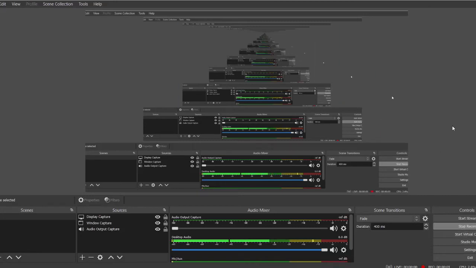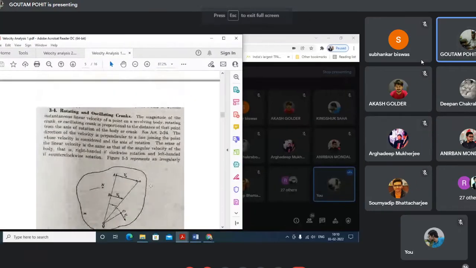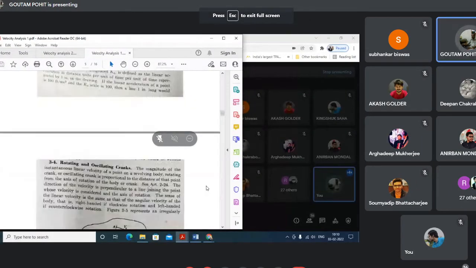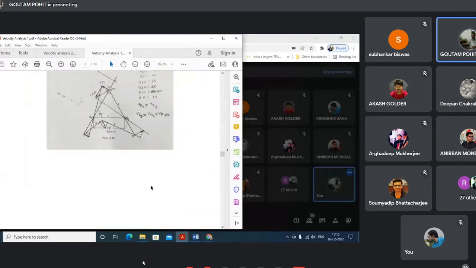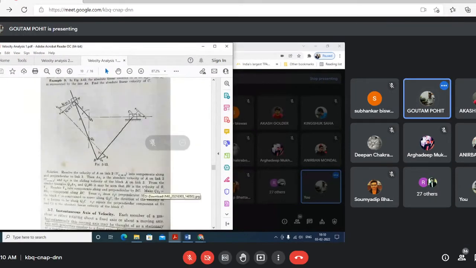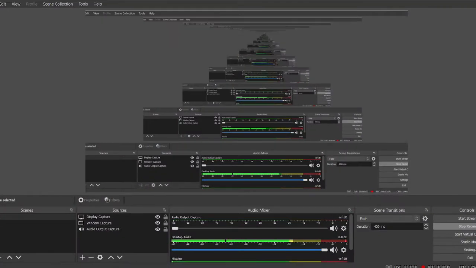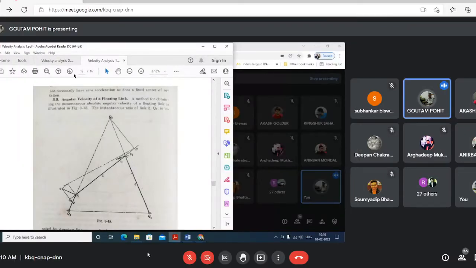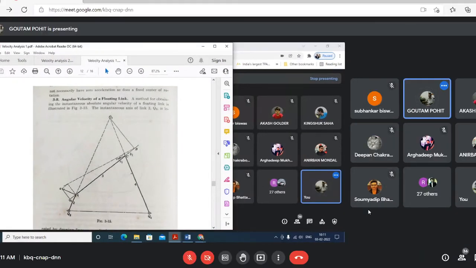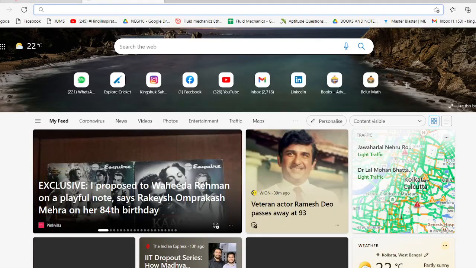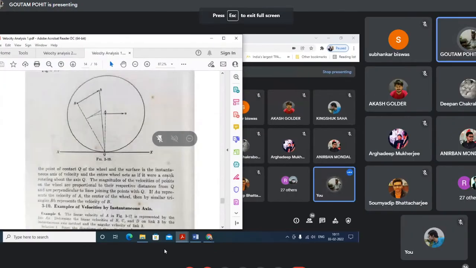Velocity method also we have covered, right? Instantaneous velocity method. Yes, we have covered that also, and we have solved a problem on that. See, this is the instantaneous velocity method. That means this is the instantaneous center for this floating link AC at this instant. And accordingly, we solve this problem also.